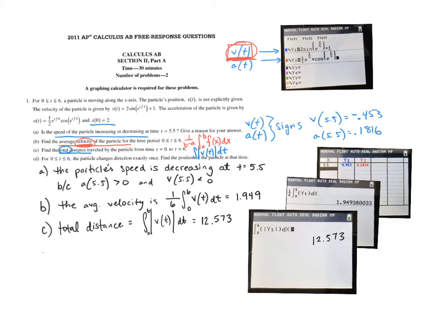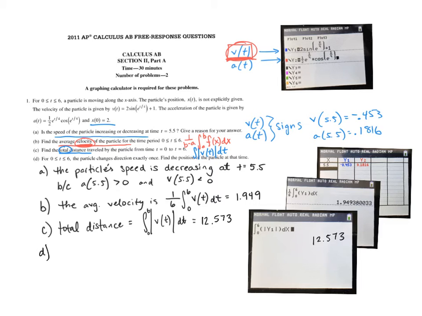Part D. Part D says the particle changes direction exactly once. Find the position of the particle at that time. So cool, there's multiple things going on in this problem. Number one, I've got to find the time that the particle changes direction. And then number two, I've got to find the particle's position at that time. So the first part, we need to find when the particle changes direction.